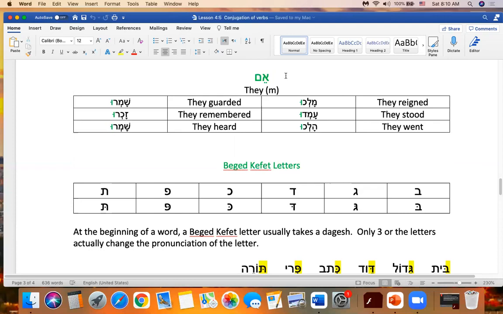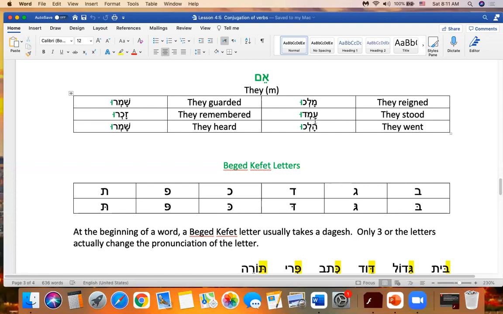Now they, you have a masculine and feminine they, but as far as the past tense, they put them together. So it doesn't really matter if it's masculine or feminine. It's just one ending. So even though the word for they is hem, the ending is hu. So this is the only one that's a little strange, but you'll get used to this one. So they reigned. This also has the first two letters as the syllable. So instead of malach, it's malhu.